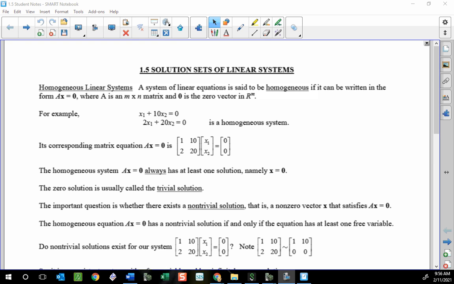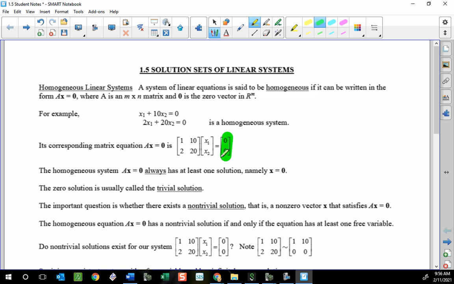Okay, so let's take care of section 1.5 pretty quickly here. I'm just going to highlight some vocabulary in this first little part. You have something called homogeneous linear systems. A linear system of equations is called homogeneous if you can write it in the form Ax equals 0. That means the answer column is 0 right here. That's called a homogeneous system of equations.